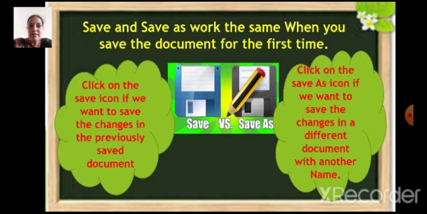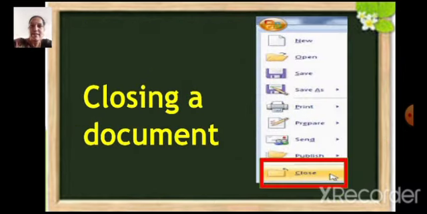So you will get a Save As dialog box. There you can type the name and save your file. These are the differences between Save and Save As. So please children, remember, whatever work you do on the computer, you have to keep on saving it. Then only that work will remain in your computer.